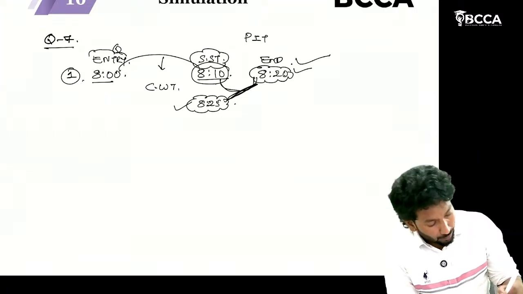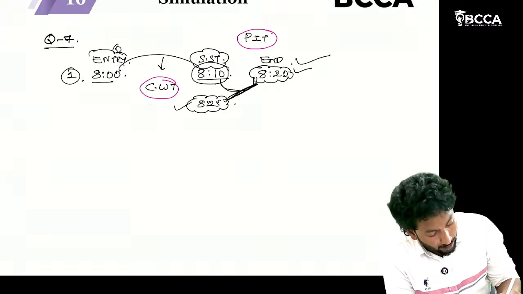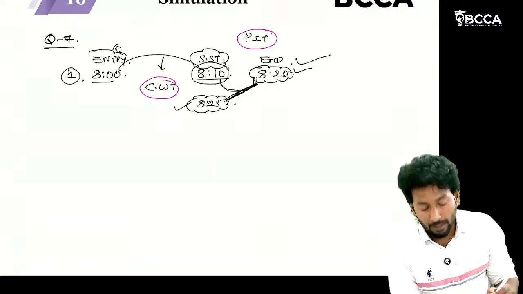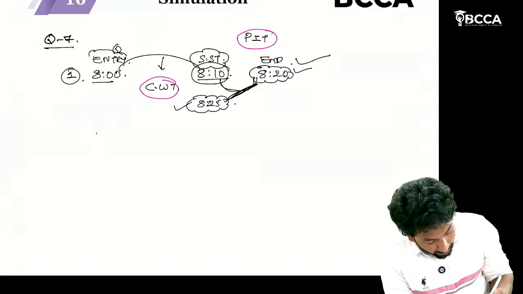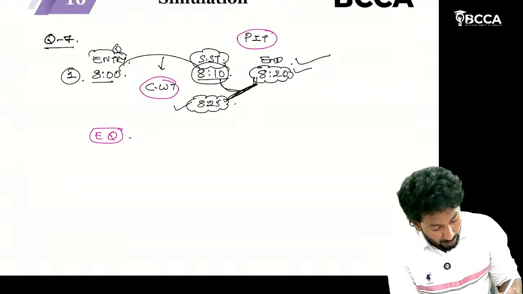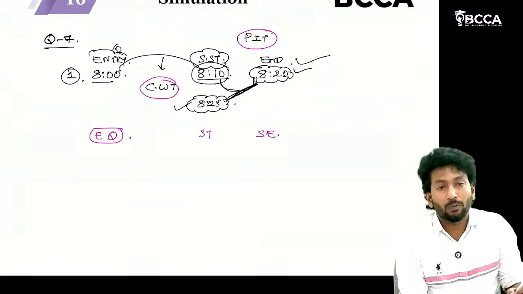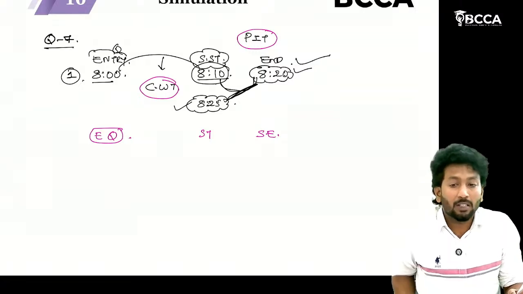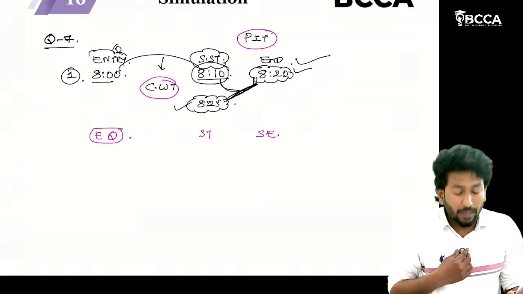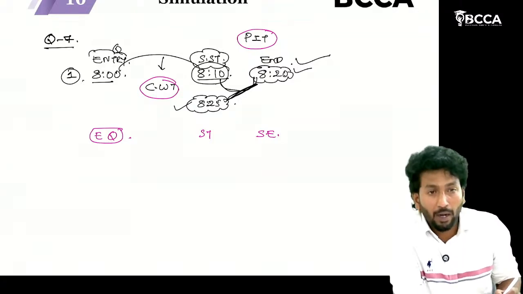Okay, so that means to calculate customer waiting time and pump idle time, we need three time estimates. First one, entry time into the queue, service start time, service end time. These three timings we need to calculate first of all, then based on these three timings we can estimate the customer waiting time and pump idle times.